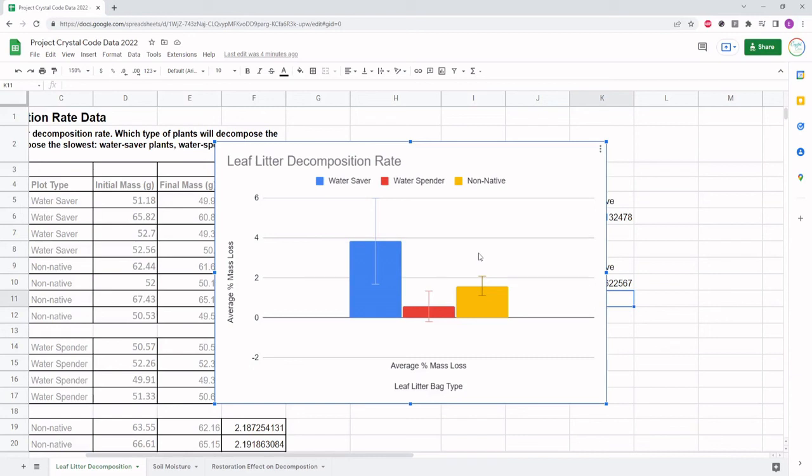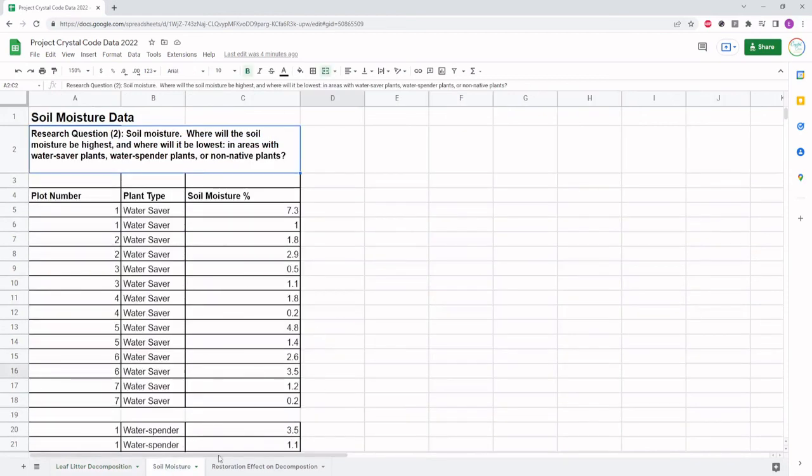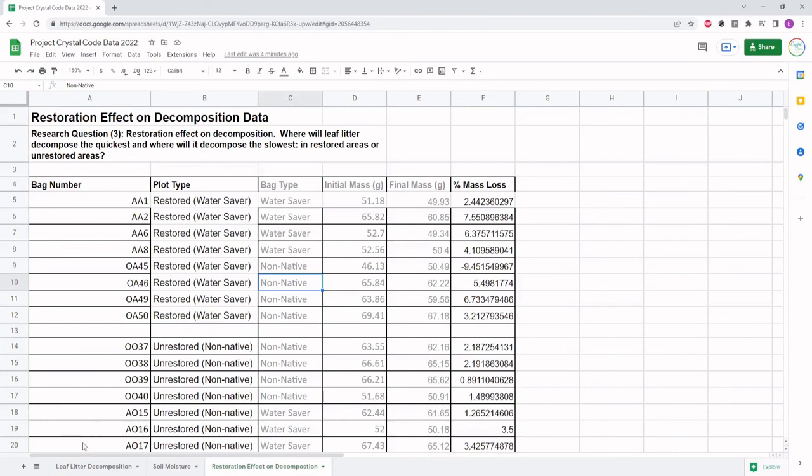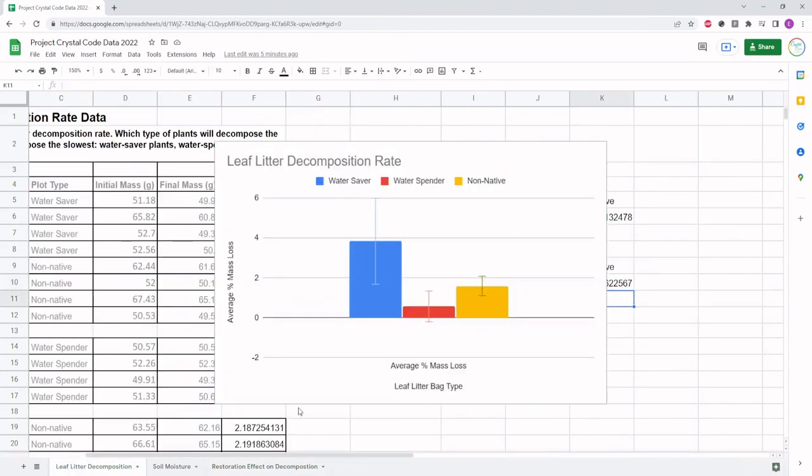So we want to make sure that we can add standard deviation to our graphs. So go ahead and add standard deviation into your other two graphs for soil moisture and for the restoration effect on decomposition and see what that looks like. Once you have done that, you can see if your results were significant or not.